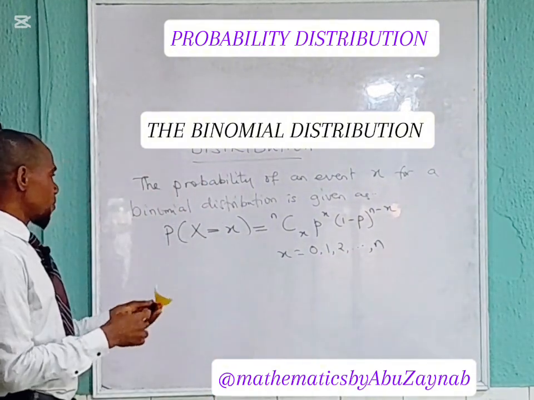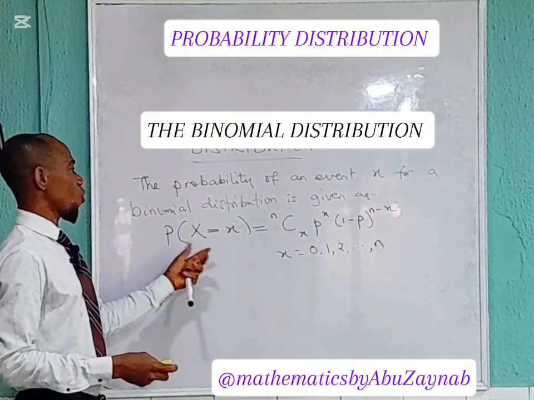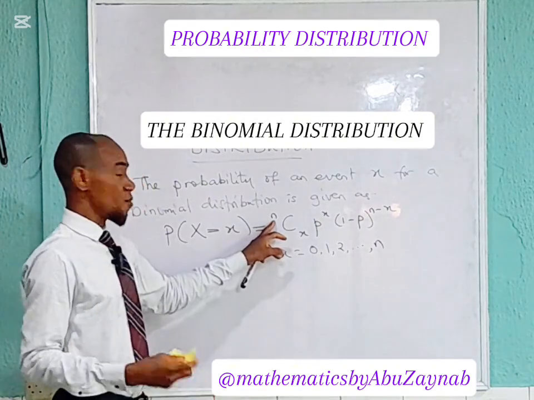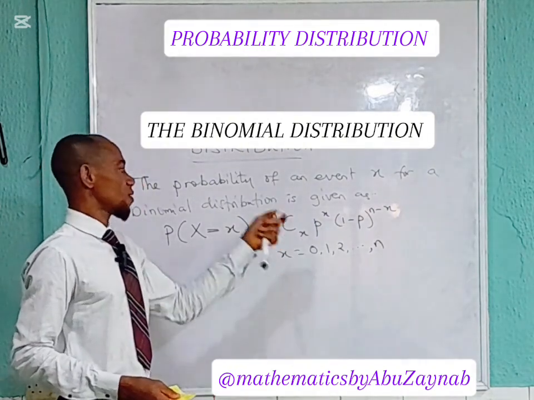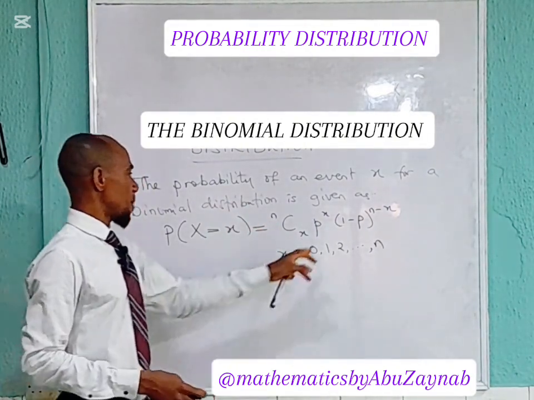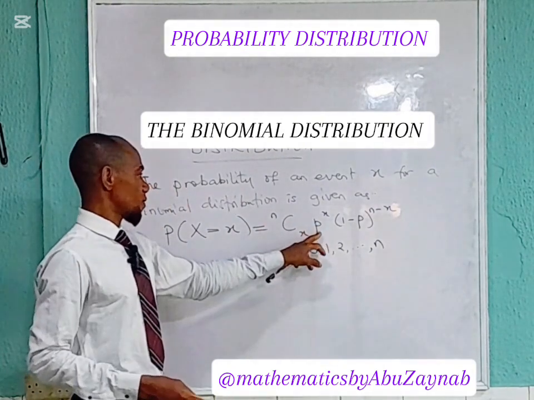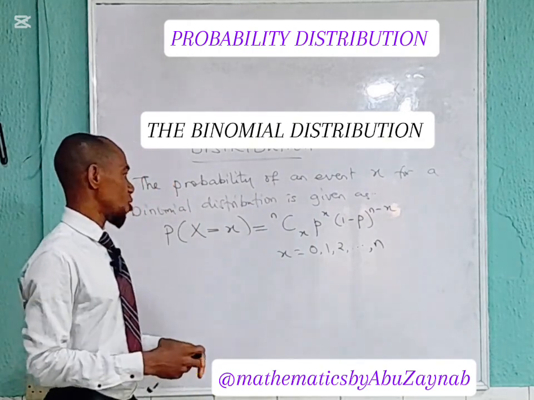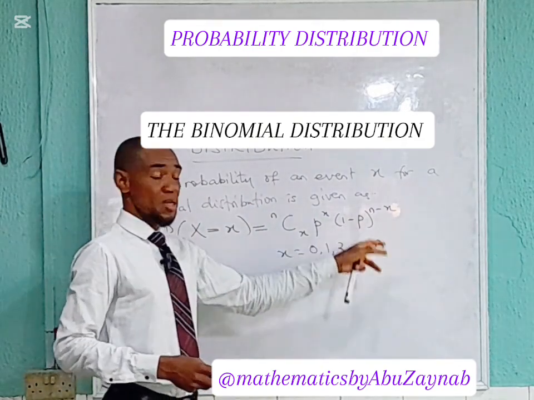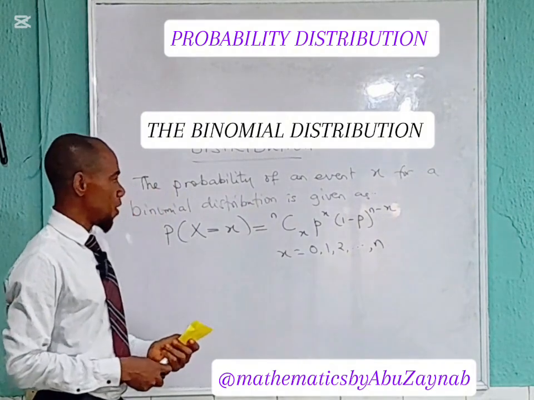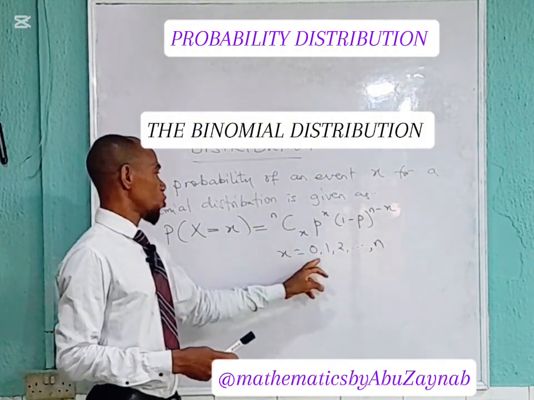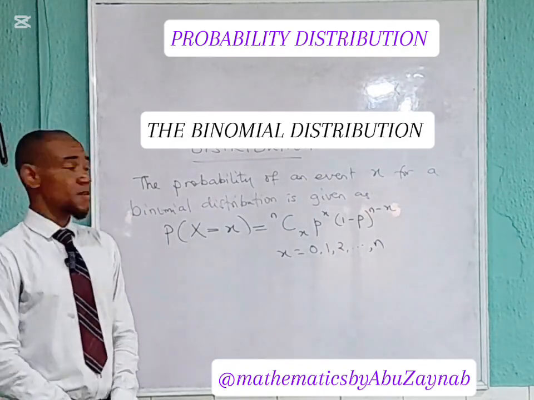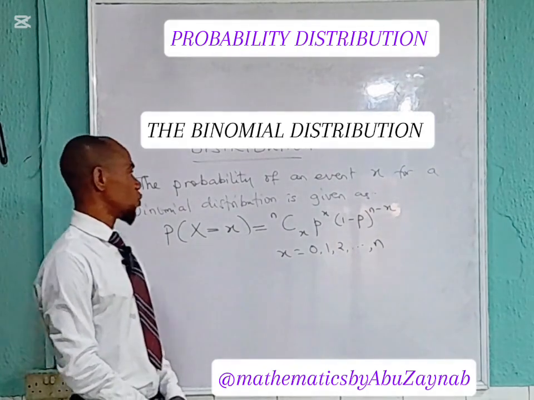So this basically is the probability of an event x occurring in the binomial. You have n being the number of fixed trials, x is the number of events we are seeking, and p, in this case a small p, is the probability of success in each of the experiments. And 1 minus p will give the probability of failure. And x will range from 0 to n. This is the general formula for computing the probability of an event x for a binomial distribution.